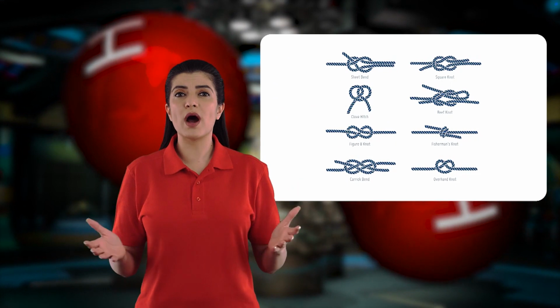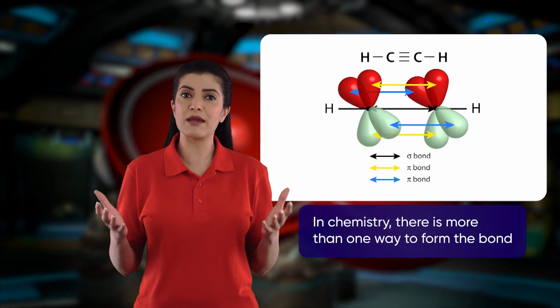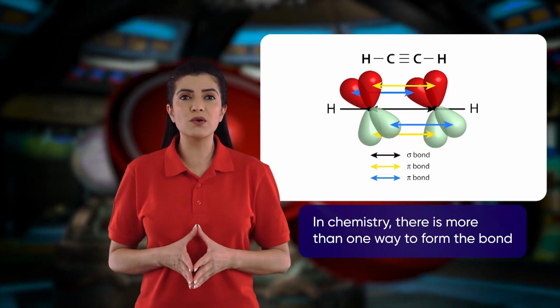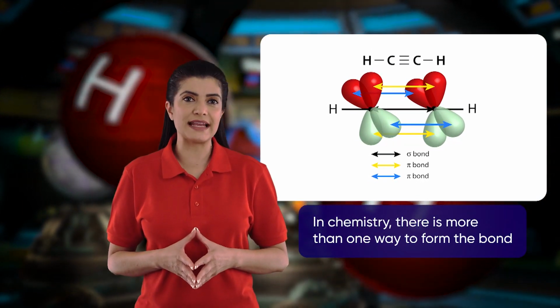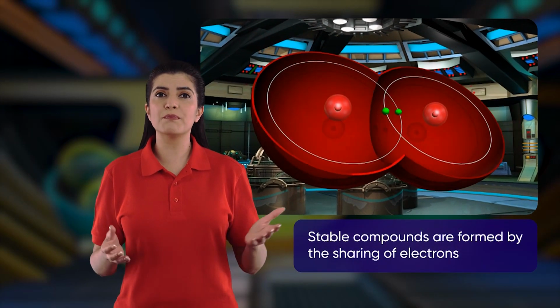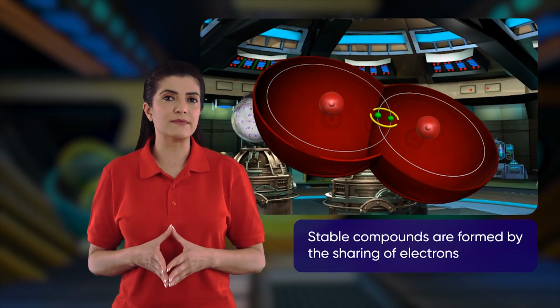There is more than one way to tie a knot to join two pieces of rope. Similarly, in chemistry, there is more than one way to form the bonds between the atoms. Let's explore them. We have already studied that various stable compounds are formed by the sharing of electrons between atoms.